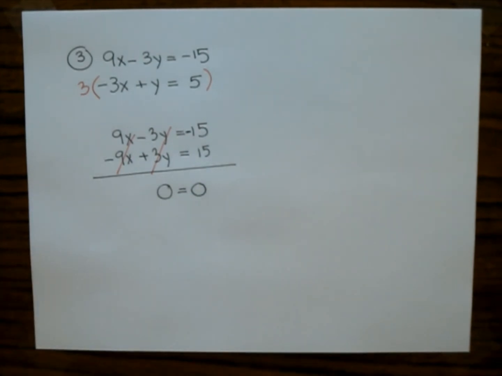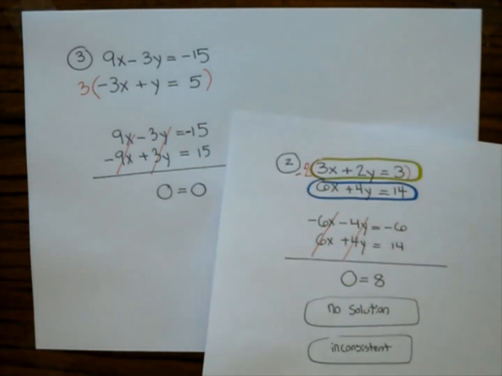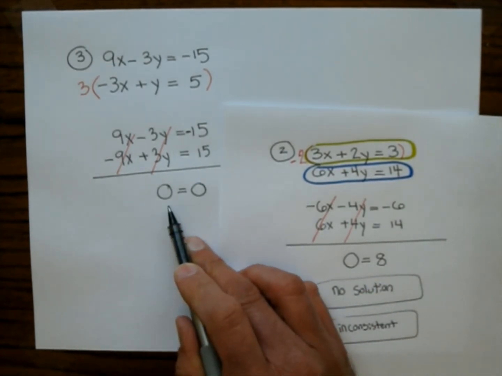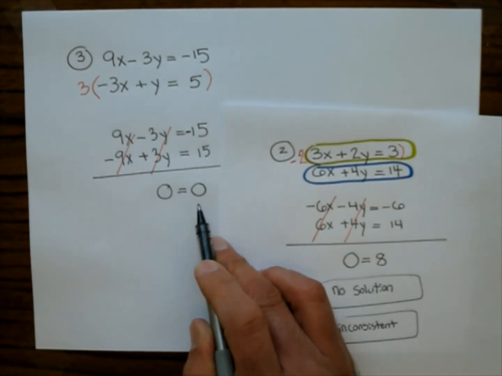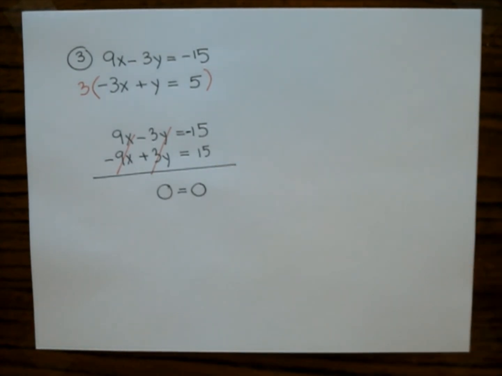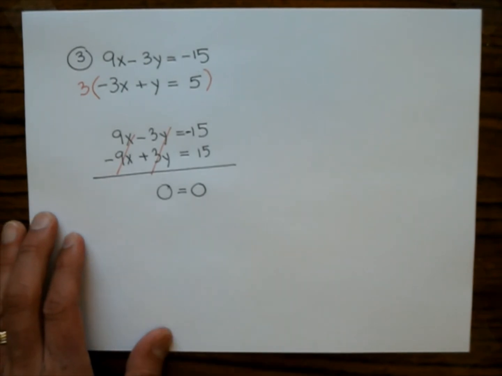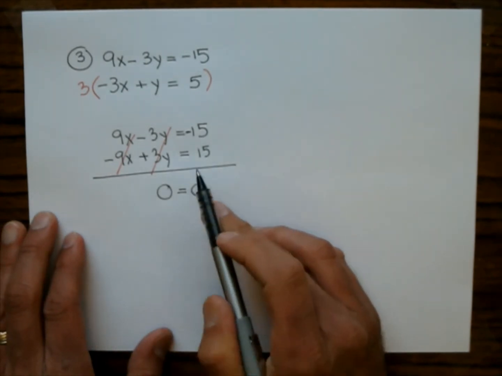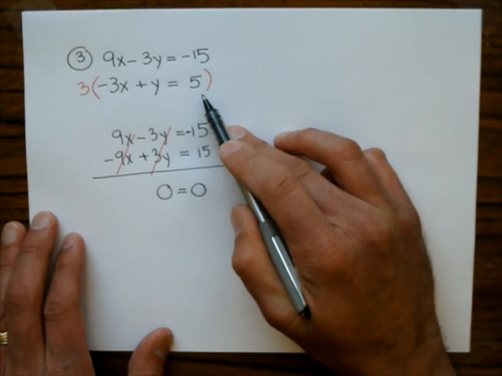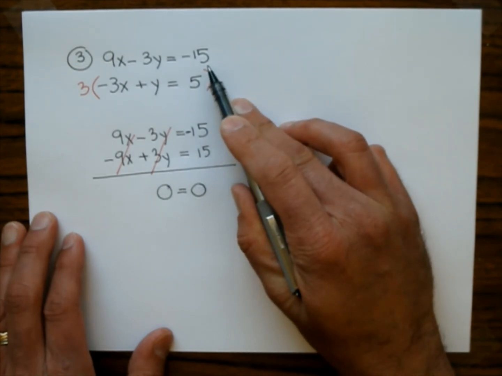Now our other problem, we ended up getting 0 equals 8, which cannot happen. But can 0 equal 0? And the answer is yes, it can happen. So what are we going to do about that? Well, what we're going to do about that is realize that these 2 equations are really the same line. Now how can we verify that?